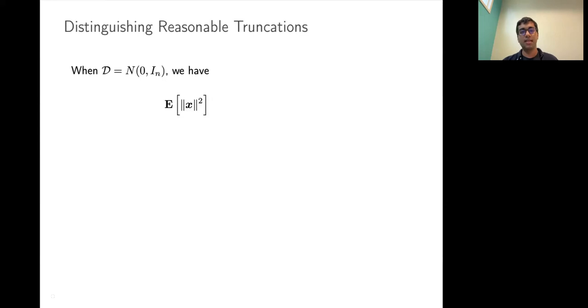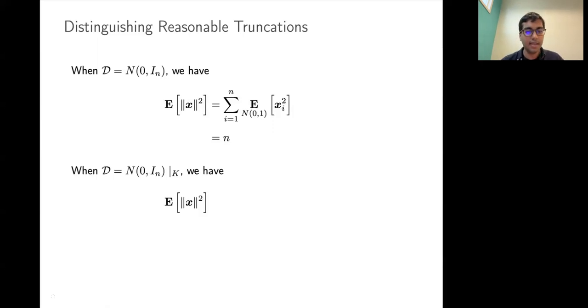So when the distribution is just the Gaussian distribution, when no truncation has taken place, the squared norm of samples is just the sum of the expectation of xi squared. And each of these is 1 because it's a standard Gaussian. And so this is just n. In the other case, when you're getting samples from the Gaussian conditioned on a convex set, the squared length of samples by this amazing fact is equal to n minus the normalized influence.